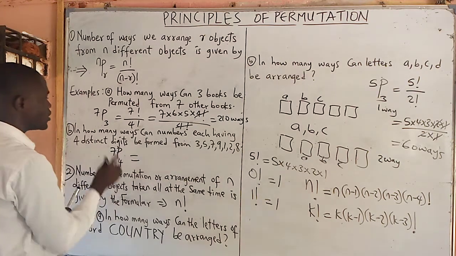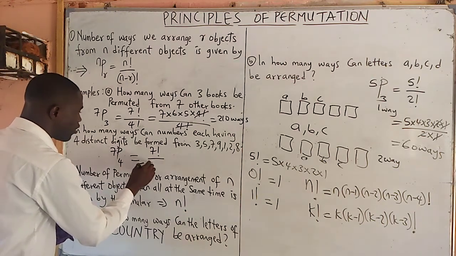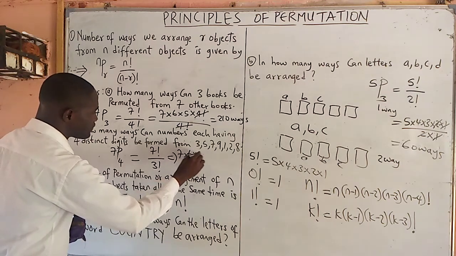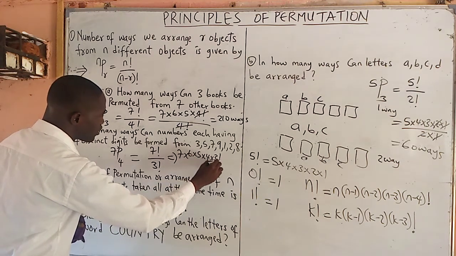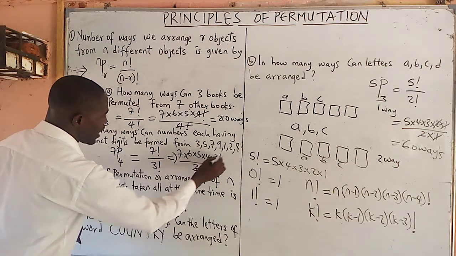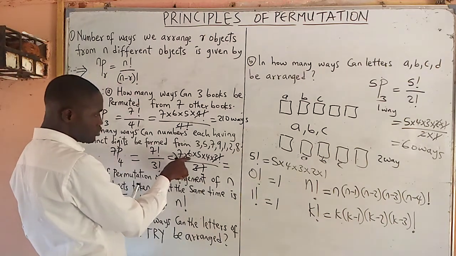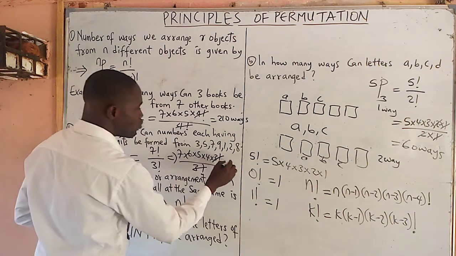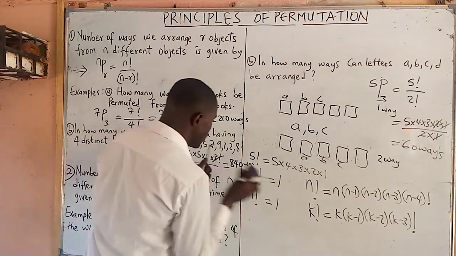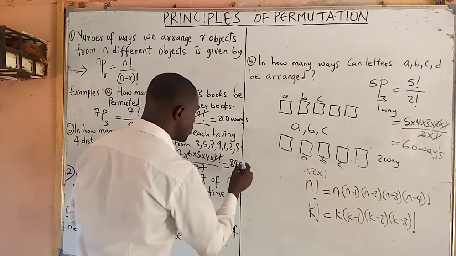That will be giving us 7 factorial over 7 minus 4, 3 factorial. That will be giving us 7 times 6 times 5 times 4 times 3 factorial over 3 factorial. 3 factorial will cancel 3 factorial. That will be giving us 7 times 6, 42. 42 times 20 will give us 840 ways. So the unit for permutation is mostly ways.